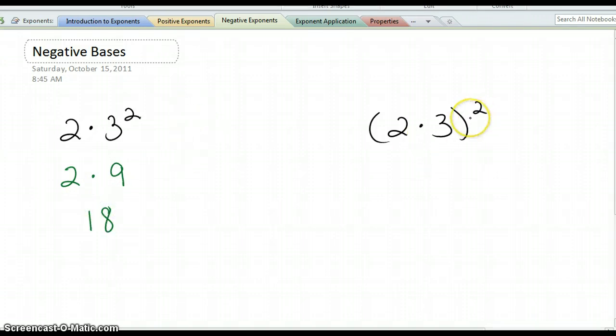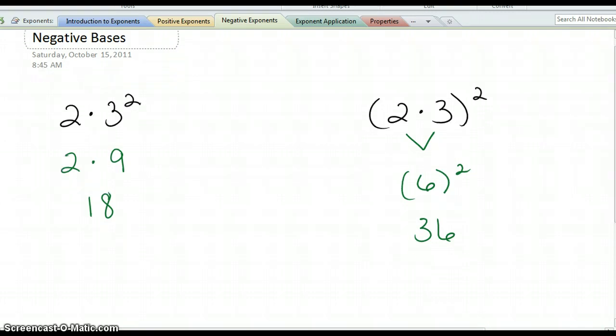We have multiplication and an exponent here. What do we do first? Hopefully you said multiplication because it's in parentheses. So 2 times 3 equals 6. And now we're going to raise that 6 to the second power. So what's 6 times 6? 36. So you can see that these give you two different values, and it's because of order of operations. So let's move on to negative bases and apply this idea.